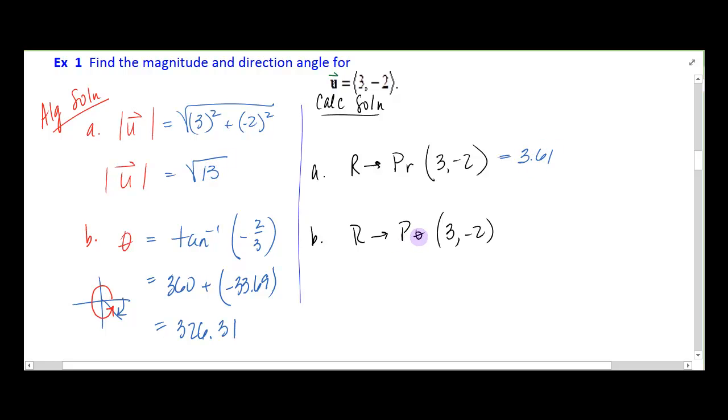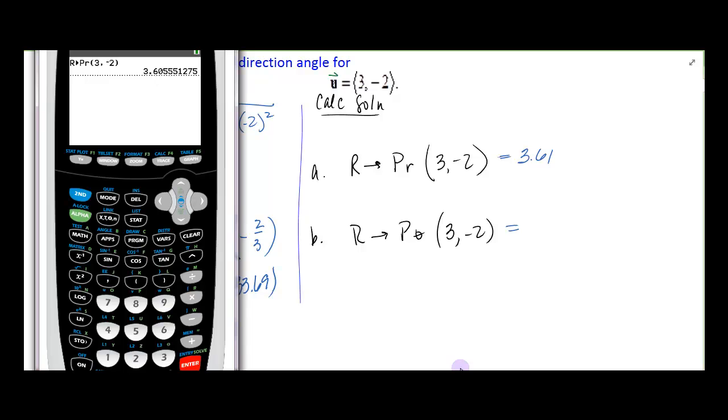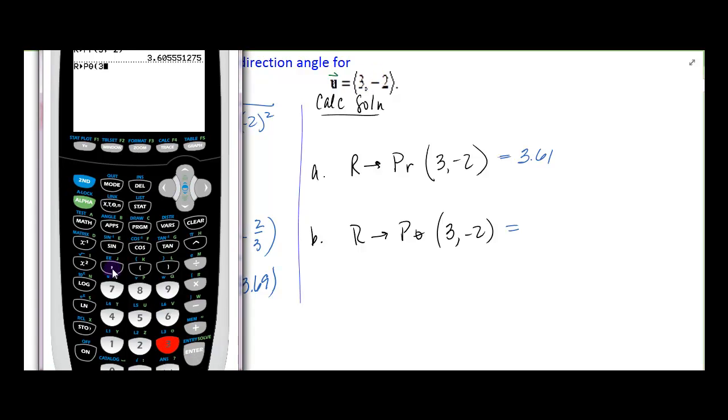Now to find the direction of my vector, which would be theta, we go back to that same menu. So we're going to hit second angle. We're going to choose option number 6. And we enter in again my values of 3 and -2. And you can see that it's going to return for me again that negative angle. That was the same angle we got when we took the inverse tangent, but we know that we have to then add 360 to get the positive coterminal angle of this.